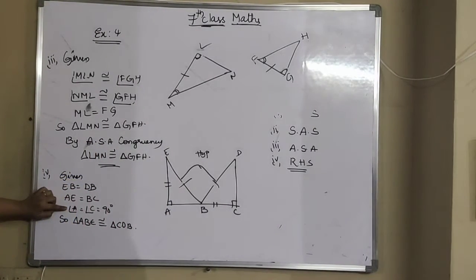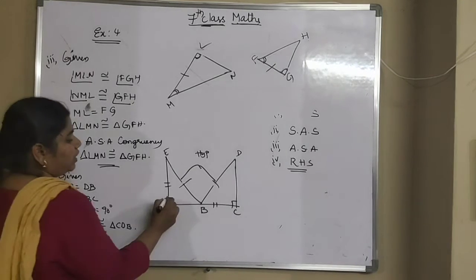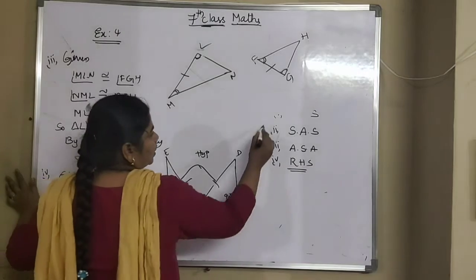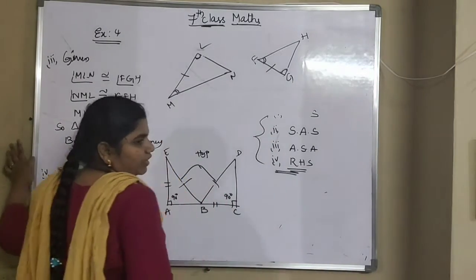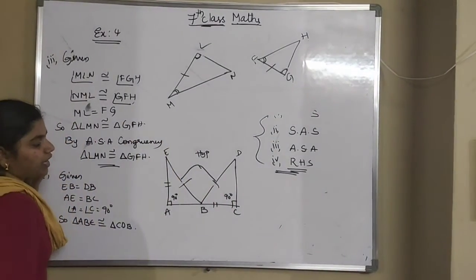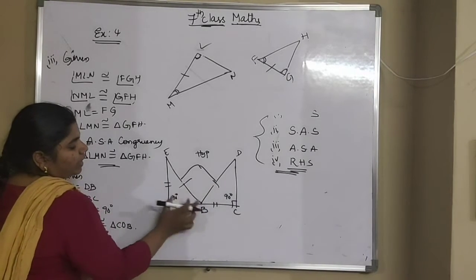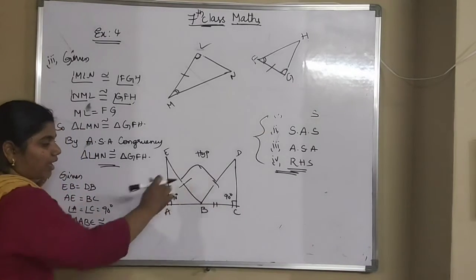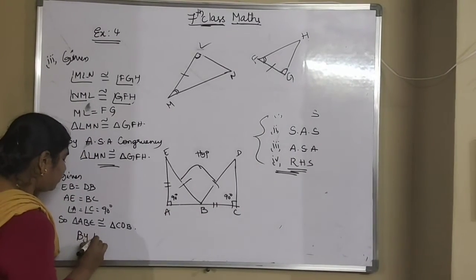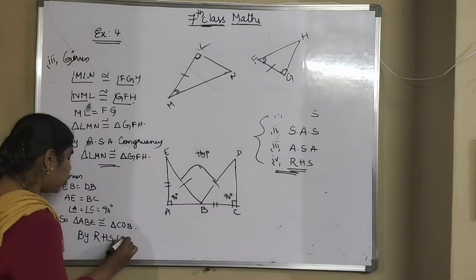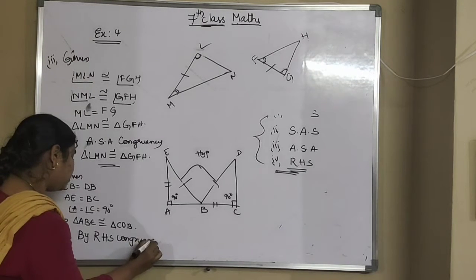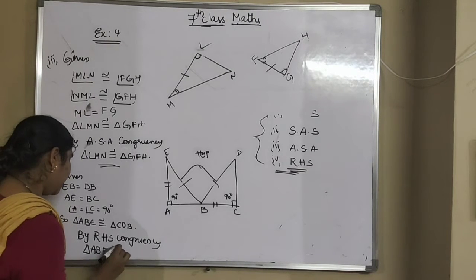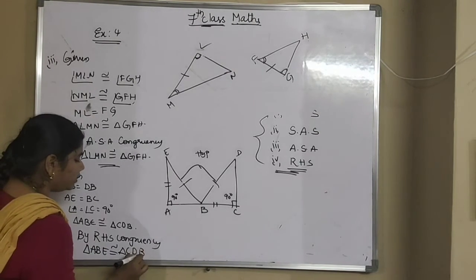And angle A is equal to angle C, that is 90 degrees. Here it is forming 90. They are right angle triangles. So by using which congruency can you say? That is by RHS, right angle, hypotenuse, side. The hypotenuse is the same and any one of the sides should be equal, and it should be only a right angle triangle. So by RHS congruency, triangle ABE is congruent to triangle CDB, we can say.